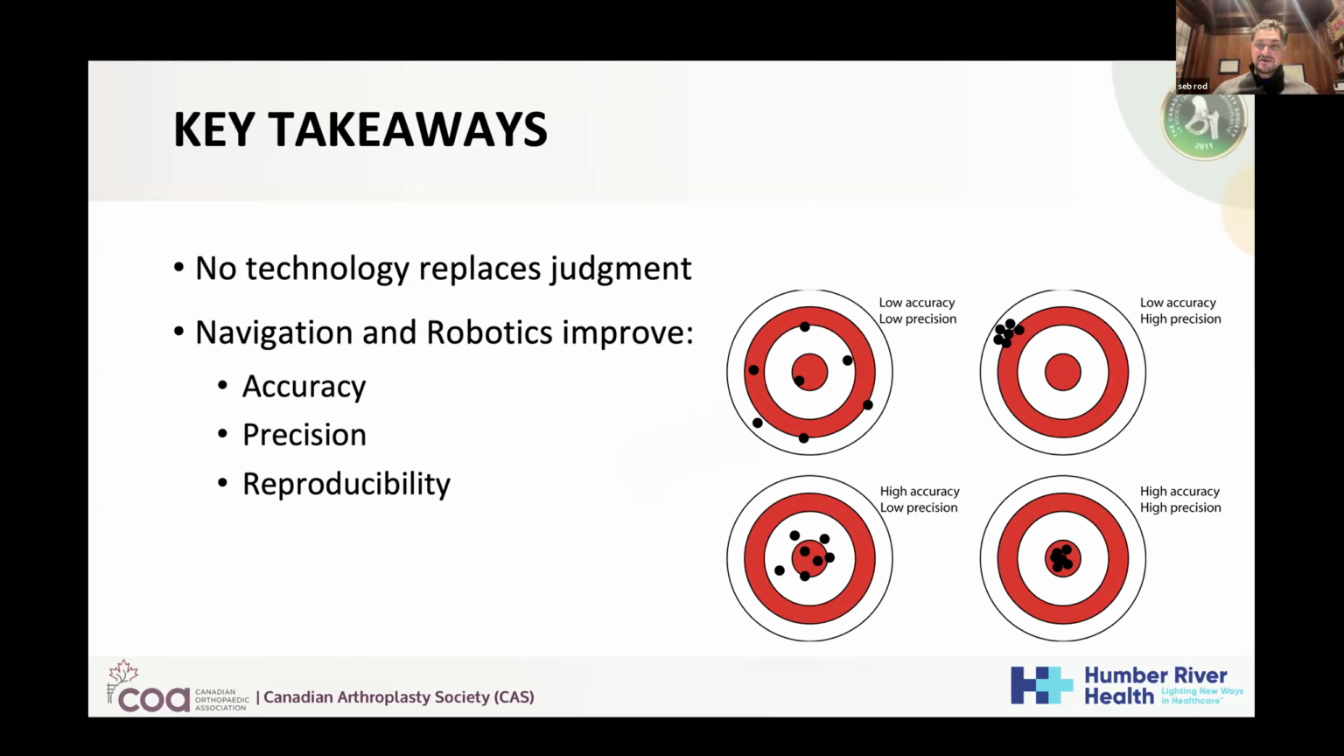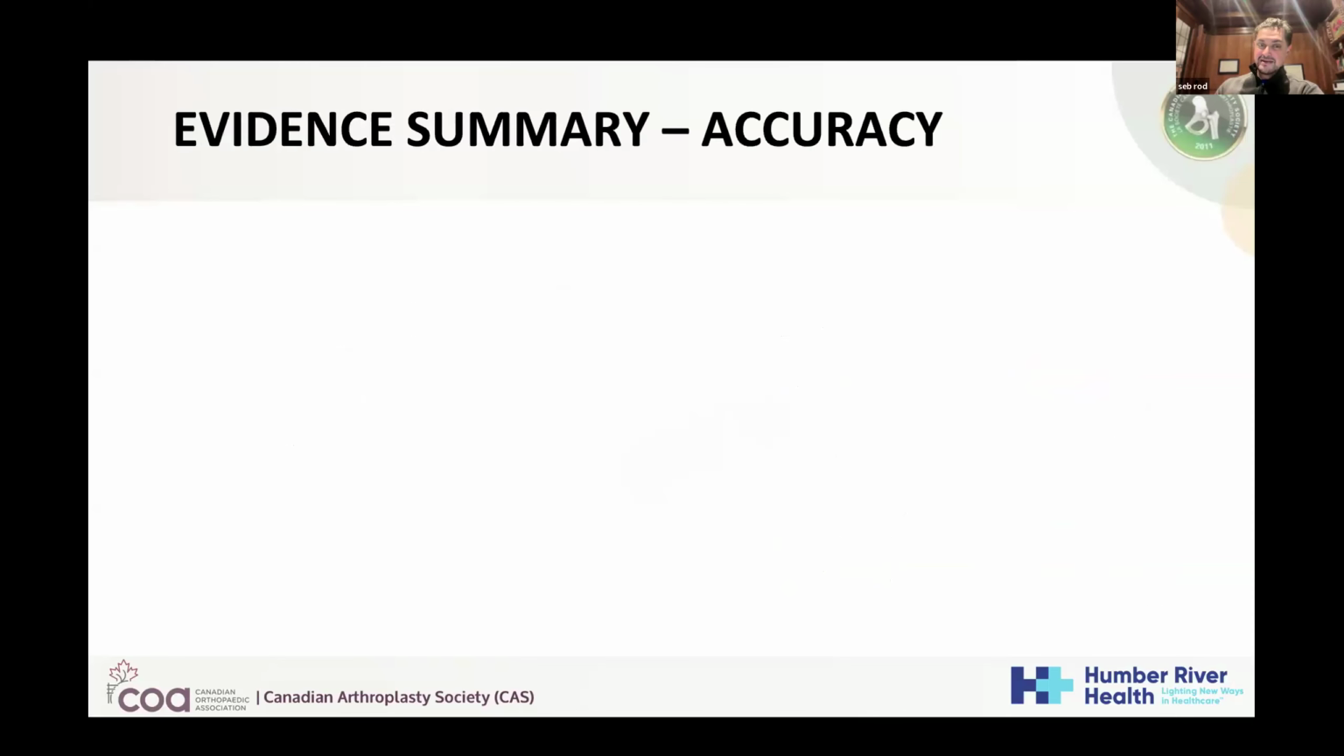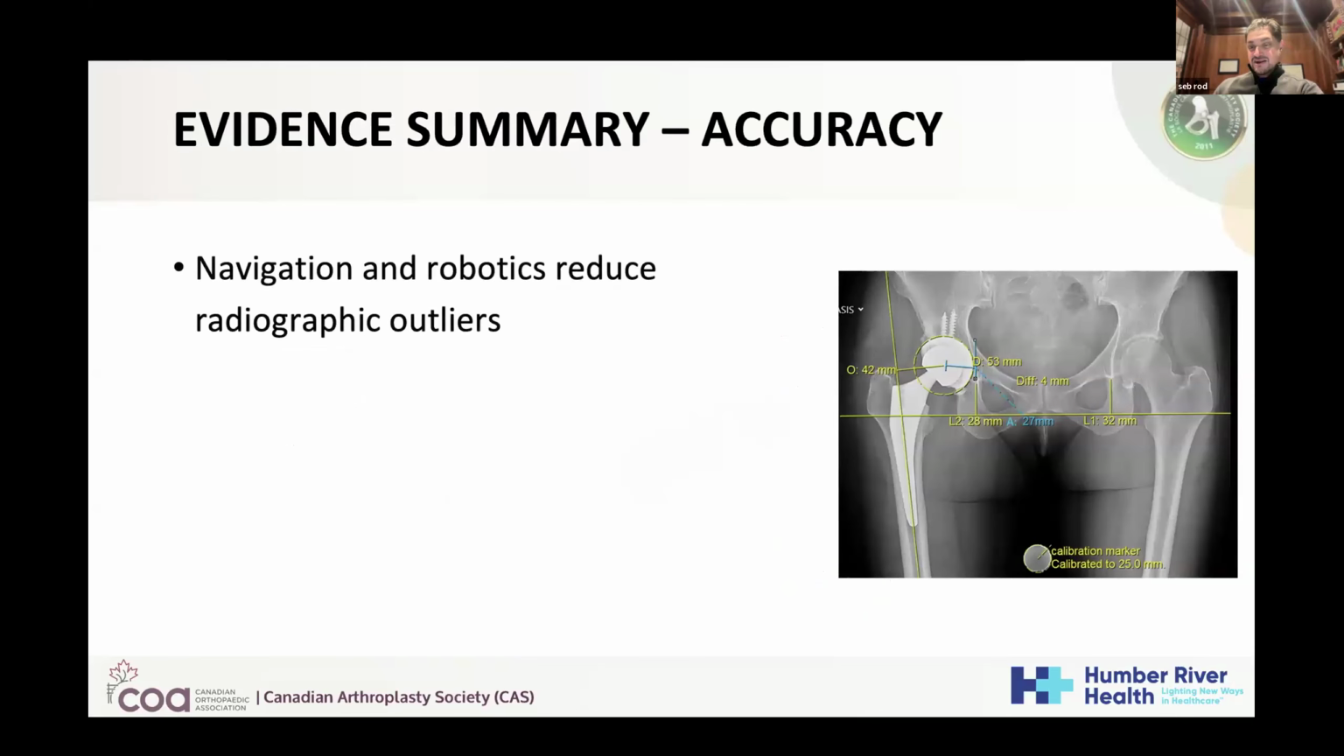You wouldn't do a hip replacement without a preoperative X-ray and a template. This is just the next iteration and next level of that. As you hear a lot of these robotic and navigation talks, you're going to hear about accuracy, precision, and reproducibility. These technologies give you both highly accurate, highly precise, and allow you to hit your surgical plan every time.